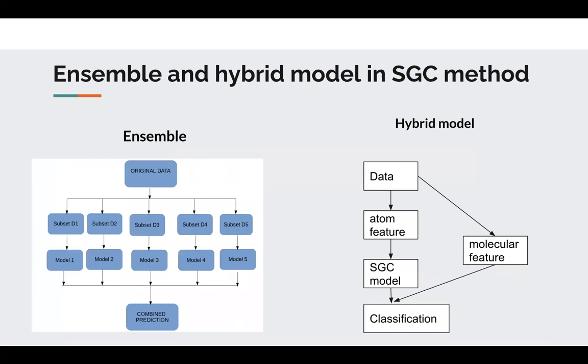2 new approaches we add to the SGC method are ensemble and hybrid model. So in ensemble, we split the original data into different subsets and train individual models on them. And during the final prediction, we make those models vote to do the prediction. And in the hybrid model, based on the SGC model using the atom feature, we add the molecular feature at the final linear layer and we hope that can help with the classification.